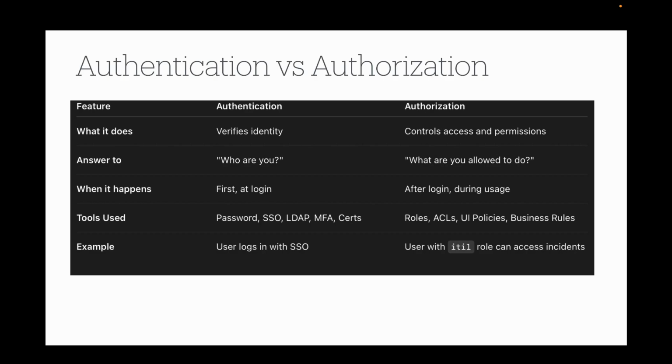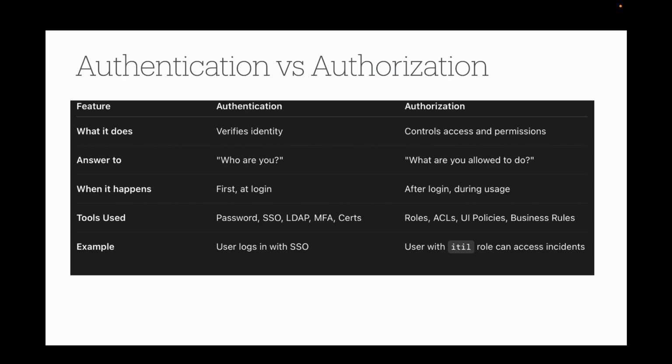After that, what are you allowed to do in that system? That is basically answered by authorization. Authentication happens at the start, at login, while authorization happens after login, during your usage of the instance. The tools that we use in authentication are basically passwords, SSO or LDAP, while for authorization we use roles, ACLs, UI policies, and things like that.